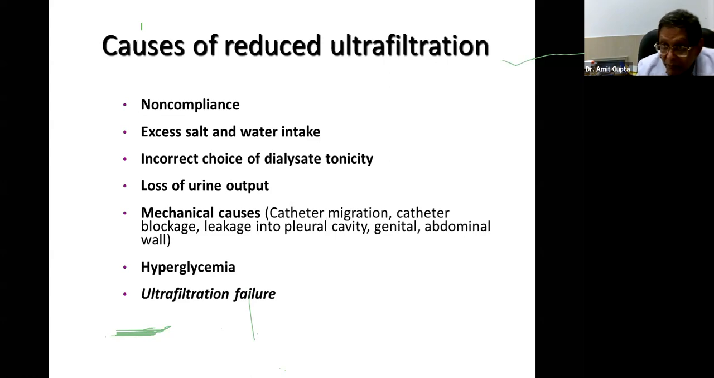The loss of urine output. The patient may have been having urine output initially, but now the urine output has become nil. There could be some mechanical causes like migration of the catheter. The catheter could have become blocked. There could be leakage of the fluid into either the pleural cavity, the abdominal wall, or the genital area. Patient's sugar levels may be uncontrolled, which can again cause poor ultrafiltration. And there could be a true ultrafiltration failure.